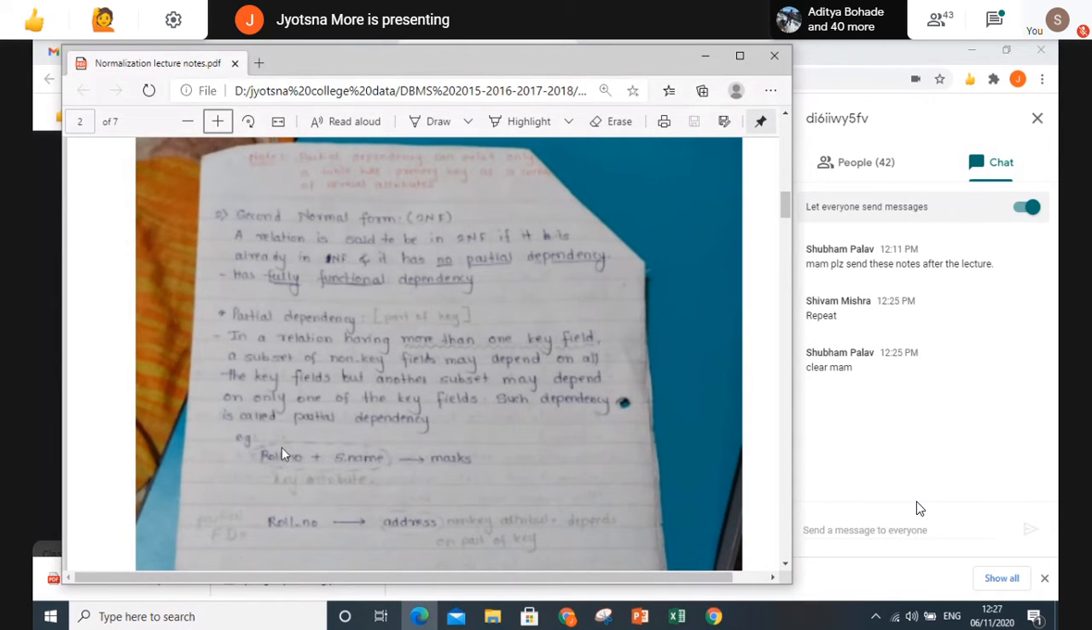Okay, for that example I just said, if you have roll number and student name as a key attribute determining marks, which is a non-key attribute, then we can say it is in 2NF. But if roll number alone determines address, where roll number is part of my key attribute, then I can say this functional dependency is not in 2NF, as it is a partial functional dependency. Clear? Is everyone clear, all the remaining?